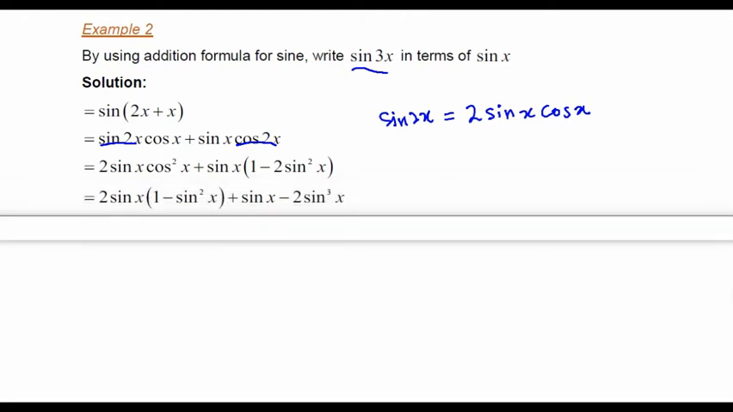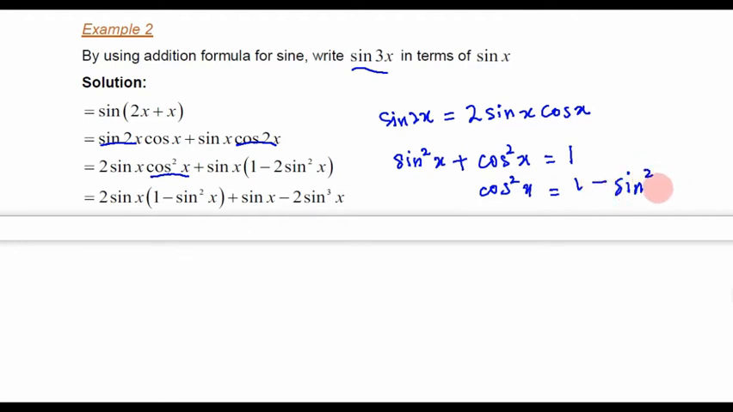We expand the equation, and if you see here we have cos squared x, so we can change the cos in terms of sines by using the Pythagorean identity, which is sine squared x plus cos squared x equal to 1. Therefore, cos squared x is equal to 1 minus sine squared x.